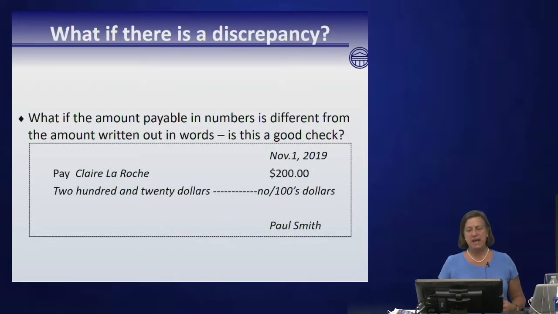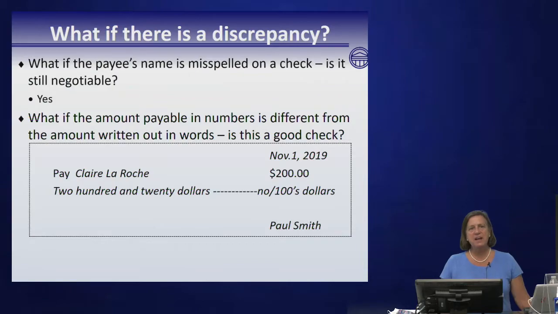Sometimes you'll see an instrument has a discrepancy. So what if the amount payable in numbers is different from the amount payable in words? Is the check still good? And the answer is yes. And let's look at one more. What if the payee's name is misspelled on a check? Is the check still negotiable? And the answer is yes.